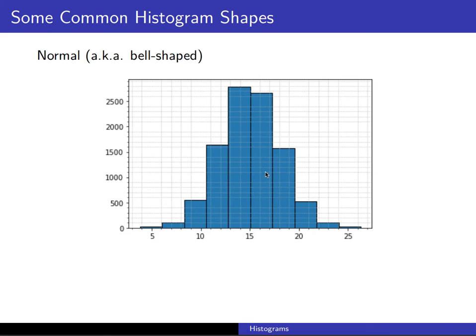It is symmetric because the left half and right half are the same, and when we look at it, it does have this bell-shaped appearance to it. If you think of an old bell, like in a clock tower or something like that, it resembles that shape.